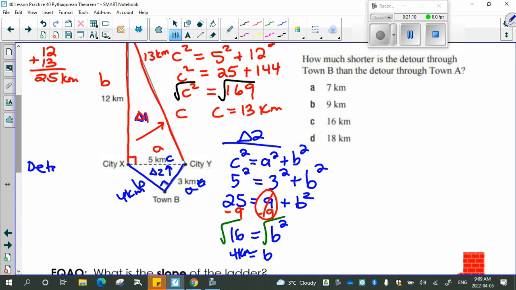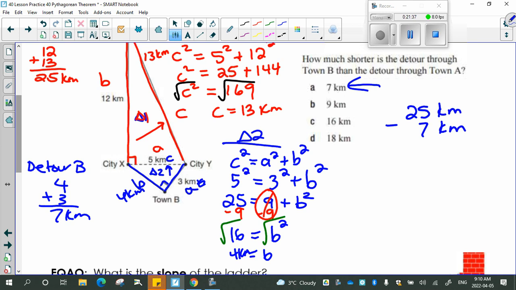So D2 or B is going to be 4 plus 3, which is 7 kilometers. Notice how 7 kilometers is there, but that's not the answer, right? The answer is how much shorter is the detour through town B than town A? So I have to do 25 kilometers, subtract 7 kilometers, and that gives me 18 kilometers, which is D. Okay?